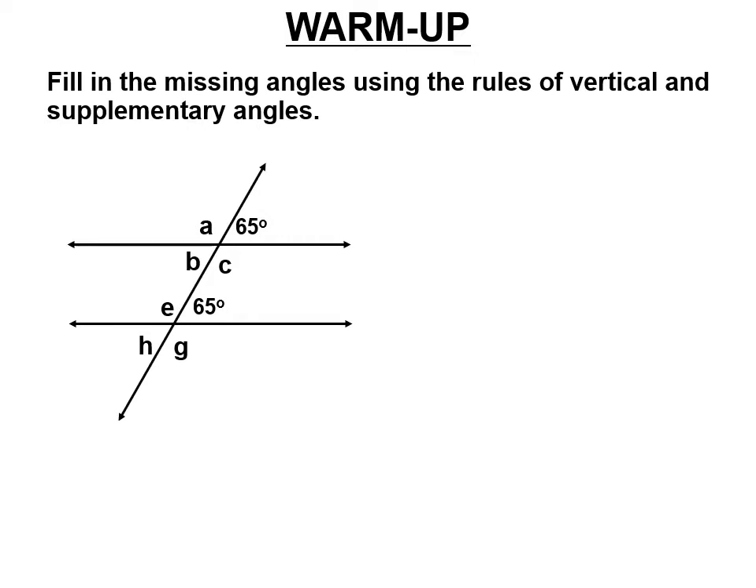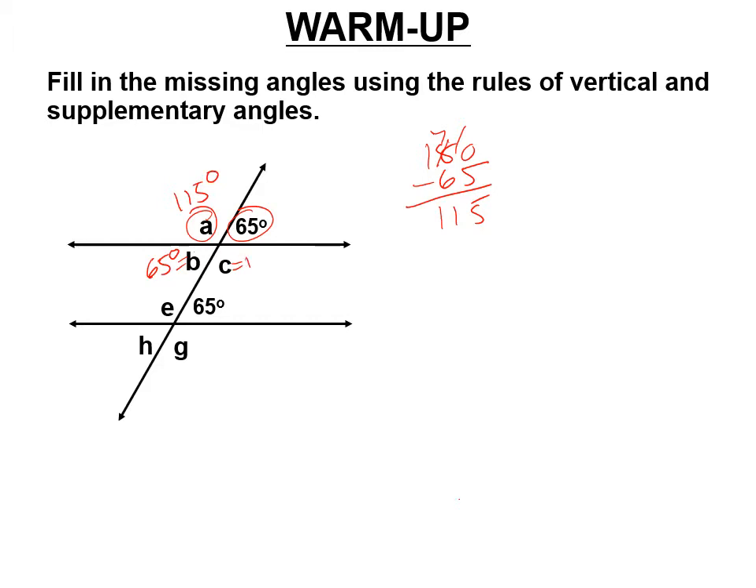Okay, so let's look at this. It says this one's 65, right? There's a vertical angle right there, so that has to be 65. And this one over here, A, they're a linear pair, so we're going to use 180 minus 65. And what is that? 150. Is that right? 115. Yes. So this one here is 115.